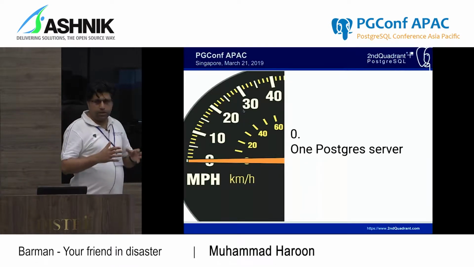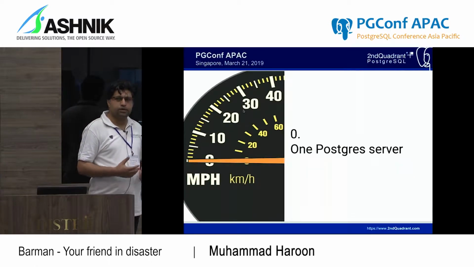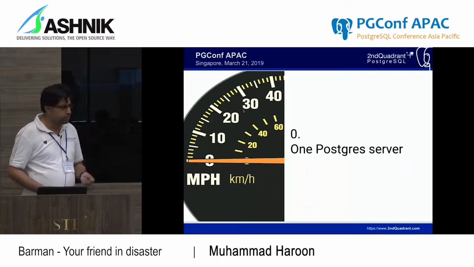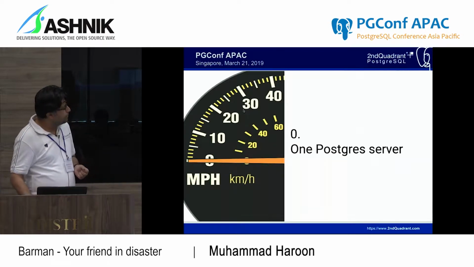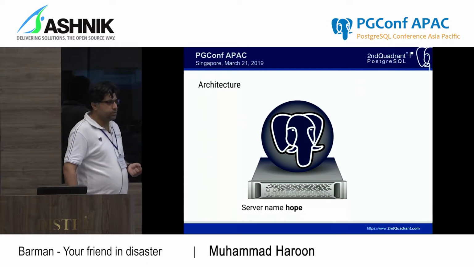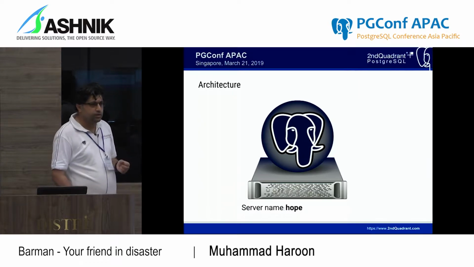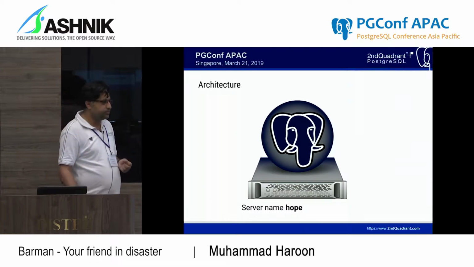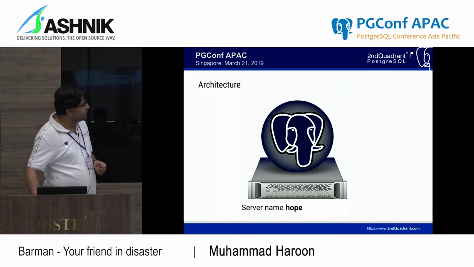So at the beginning, once you start, you basically have just one server which does not have any disaster recovery policies configured. So you're basically at a 0 business continuity level. The architecture would look something like this. And of course, the name of the server is pretty logical here. We're just hoping that nothing happens to it, right? So let's name it hope.